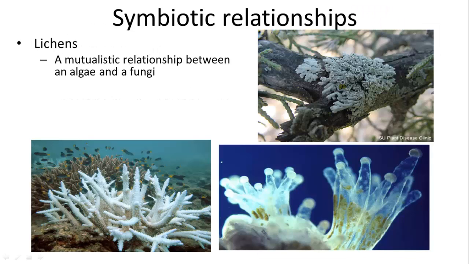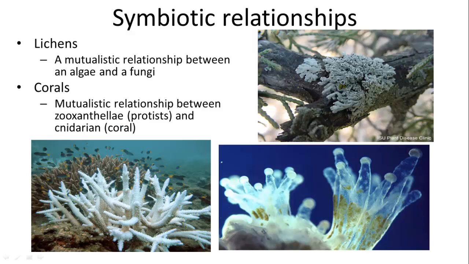Protists are also an important part of symbiotic relationships, including mutualistic relationships where two species live together and benefit each other from that association. So lichens are a mutualistic relationship between an algae and a fungi, and corals are a mutualistic relationship between an animal, a coral, which is a cnidarian, and a protist, a zooxanthellae, which are dinoflagellates.